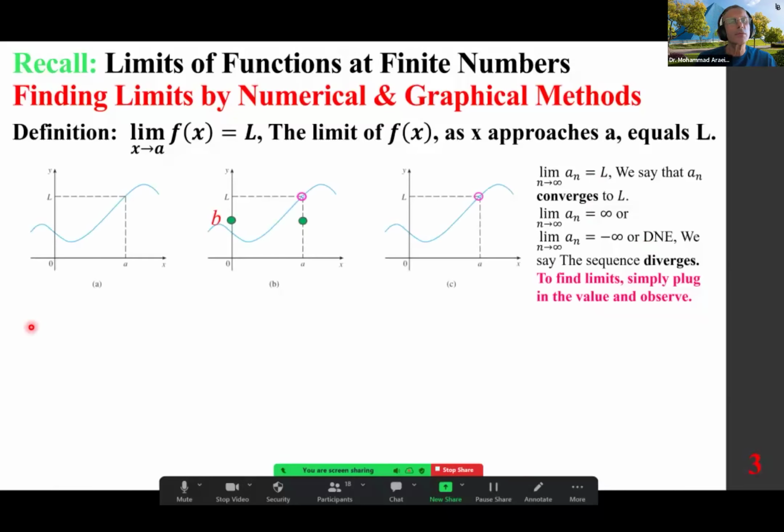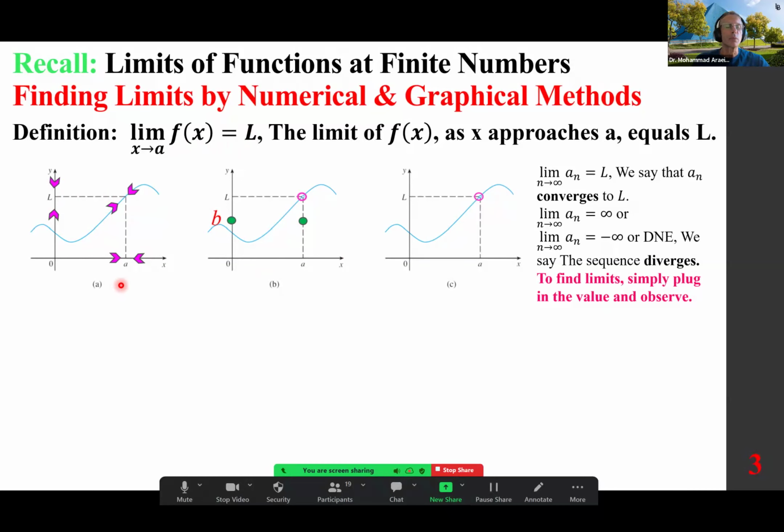If you look at all of these cases, when x approaches a along the x-axis from the left and right, along the curve from the bottom and the top, along the y-axis from the bottom and top, they approach the same spot, meaning here with the y coordinate L. Therefore, the limit of f of x as x approaches a equals L for all these three cases.